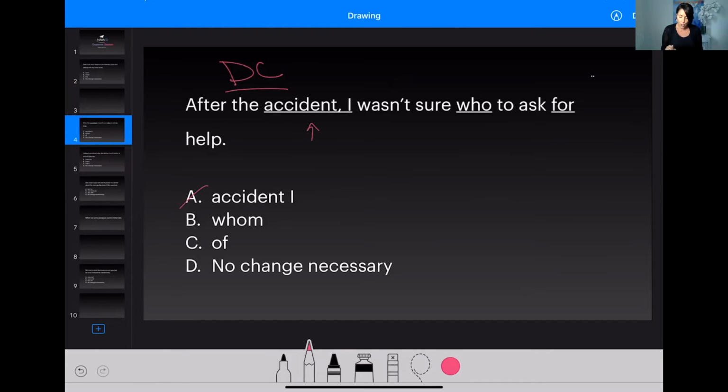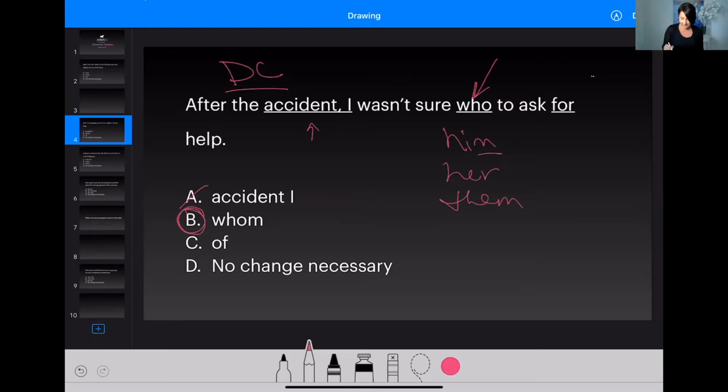I wasn't sure who to ask for help. Now, "who" is in the direct object place. Now, here's how you decide if you use who versus whom. Answer the question. You wouldn't say, "Who do you ask?" You would say, "Whom to ask," because you would ask him. You would ask her. You would ask them. These are all direct pronouns, so B should be your answer here.